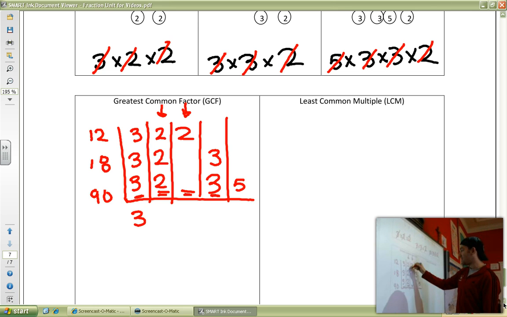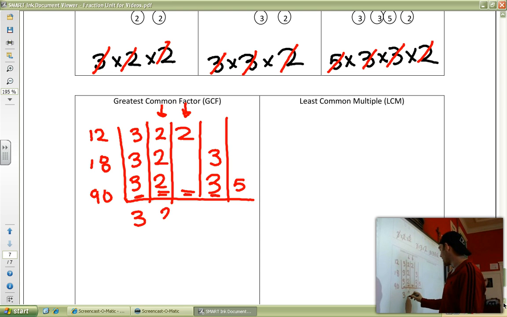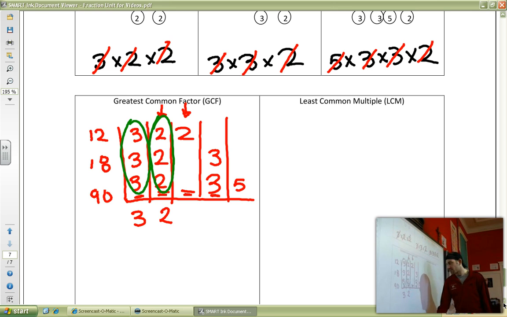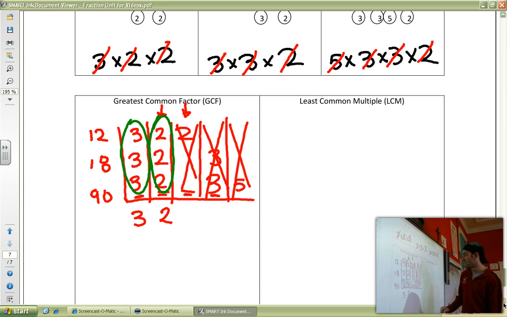And then for this column, I have a 2 in all of them. So I'm going to bring it down and write a 2. The very last step to find your greatest common factor, once you've used all the full columns, right? Let me help you out with this. Green means go. It's full. There's some green. Red means stop. See these open spaces? That means for greatest common factor, you can't use them. Open spaces, can't use them.